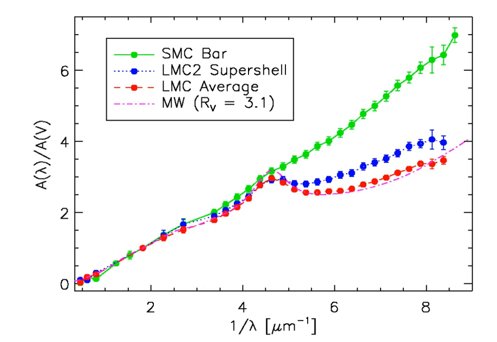NH over AV approximately equals 1.8 times 10^21 atoms cm^-2 mag^-1.